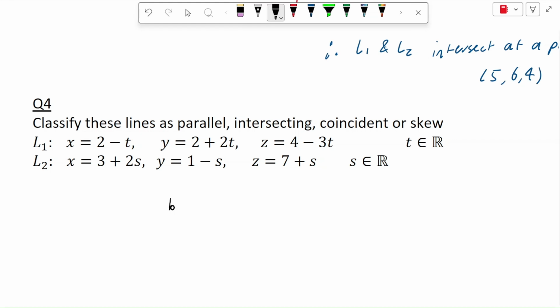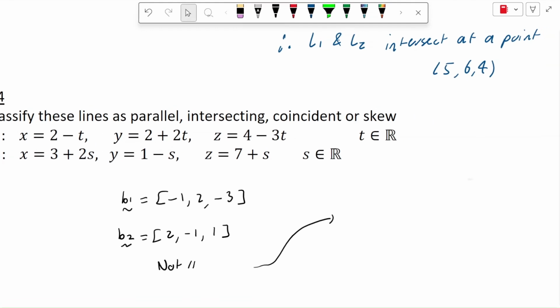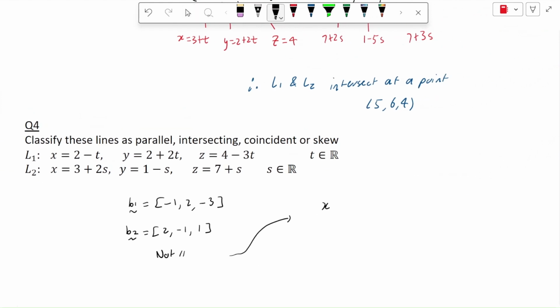Okay, so B1, we've got to check whether the lines are parallel first. So (-1, 2, -3). For B2, we've got (2, -1, 1). So basically the lines are not parallel. So now what we need to do is take the x's, y's, and z's and set them equal to each other. So we're going to have 2 take t equals 3 plus 2s. We're going to have 2 plus 2t is 1 take s. And we're going to have 4 take 3t is 7 plus s.